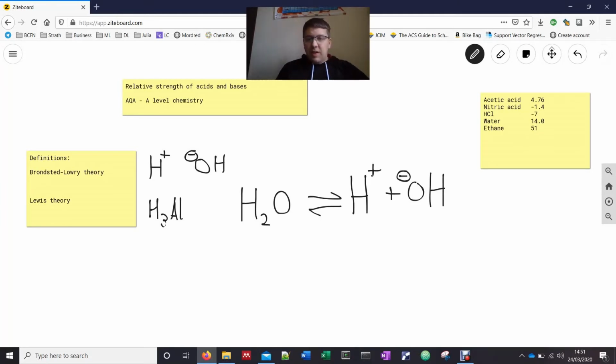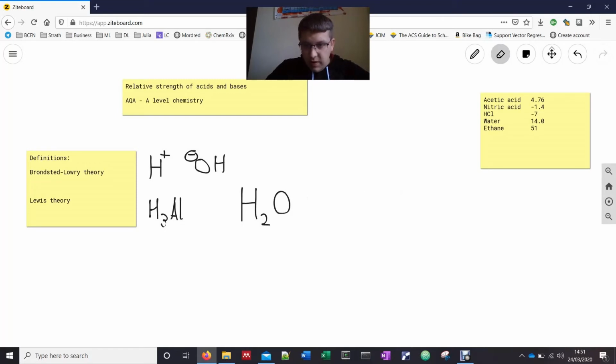Typically, this is what we would call the medium line for which acids and bases are defined. If it's more acidic than water, it's an acid. If it's less acidic, then it's a base.